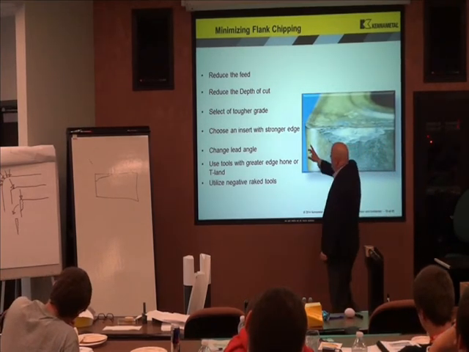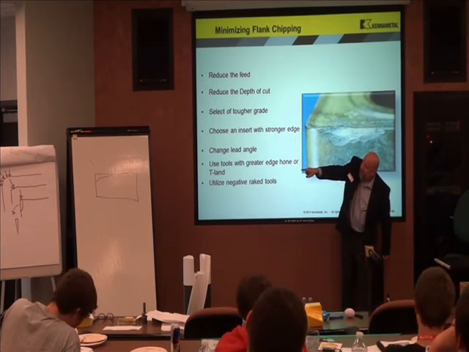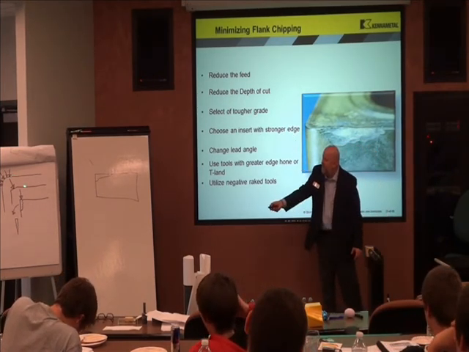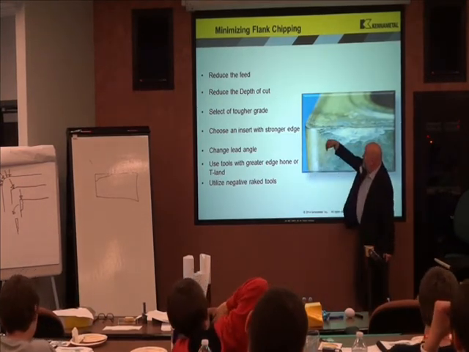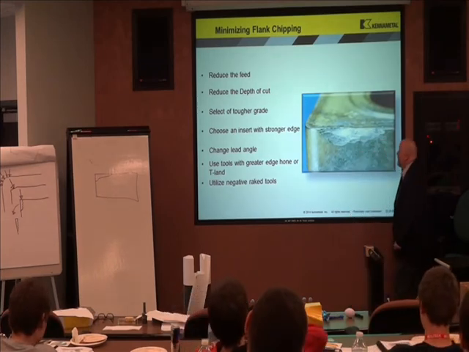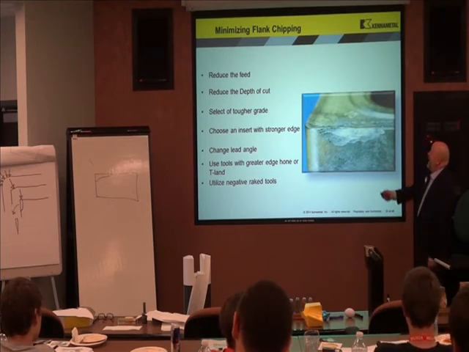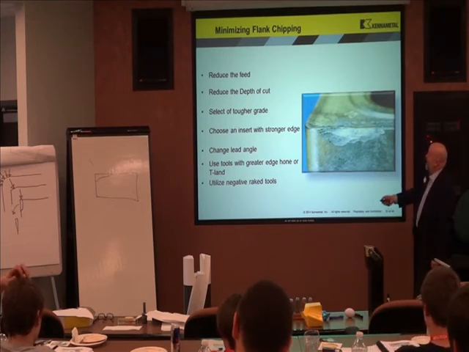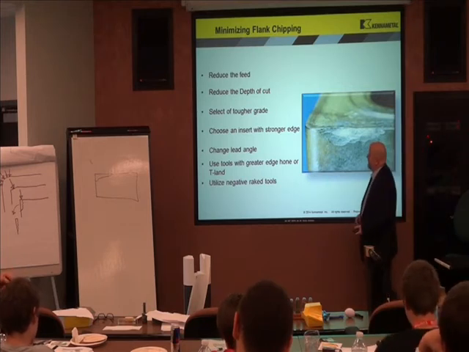The first thing I'm going to do is try and get a stronger edge. Get an insert that has more of a hone or T-land on it, like this one right here or this one right here. Redirect those forces into the bulk strength, the compressive strength of the tool. If worst case fails, I can reduce my feed and depth of cut, and I could get a stronger grade. But first I'd change the geometry.